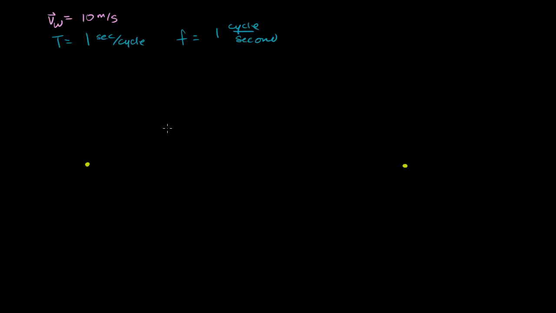So let's think about what's happening here. Let's say it emitted a crest of its wave exactly 1 second ago. Where is that crest going to be now? Let's think about the stationary character. Well, this guy emitted the crest 1 second ago. It's moving outward radially. I need to give a direction if I'm giving a vector quantity. So it's moving outward at 10 meters per second. So if it emitted it 1 second ago, it's going to be 10 meters radially outward from the source.